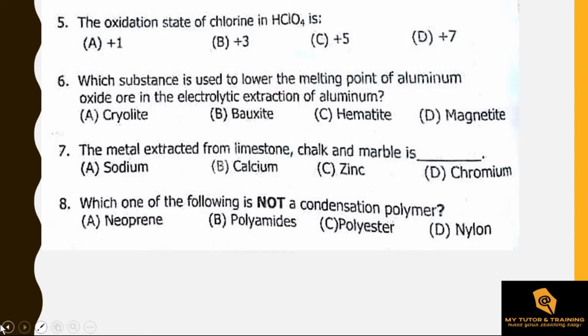So calcium is a metal which is extracted from limestone, chalk as well as marble. Let's come to question number 8. What does it say? Which one of the following is not a condensation polymer?